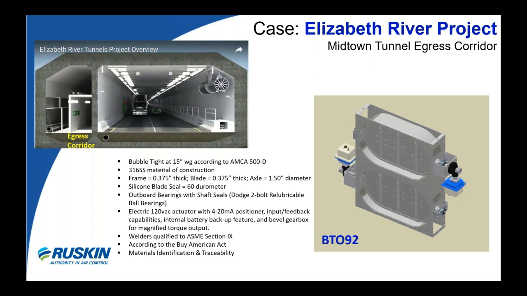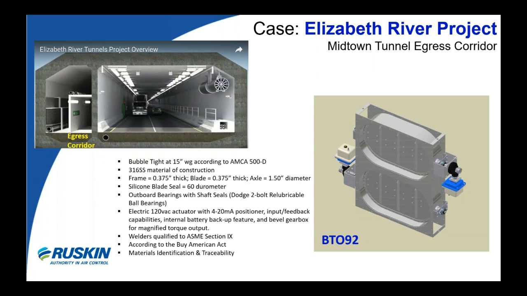These units would be used to control airflow in the egress during normal operation, while isolating sections of the egress corridor during tunnel evacuation in the event of a fire smoke event in the vehicle tunnel. Specs drove us to the model BTO 92, which is shown to the right. 2 oval blades contained within one flanged rectangular frame, operated by use of electric modulating actuators.